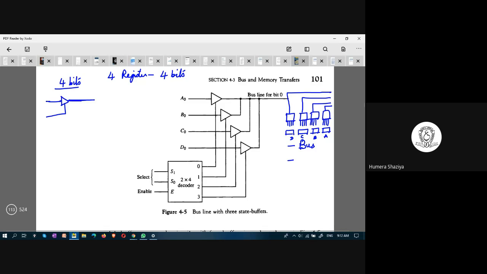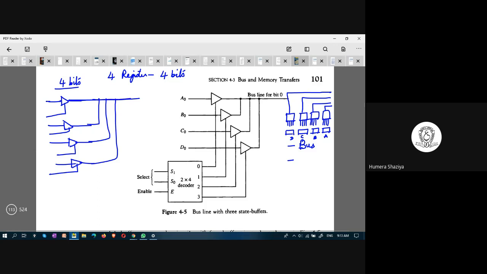This three state gate, another three state gate, another three state gate. So these four three state gates will carry how many bits? Actually, they carry one bit. Why do they carry one bit? Because they are combined. Why are they combined? We'll see now.